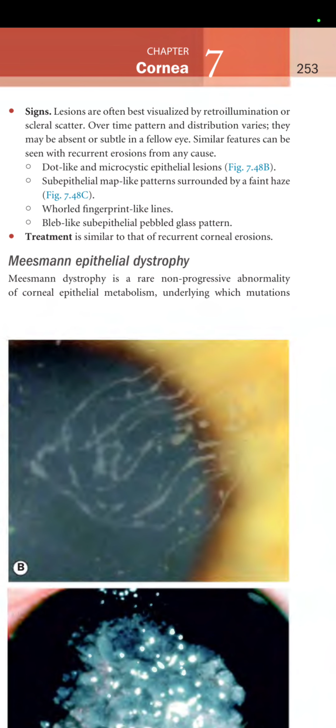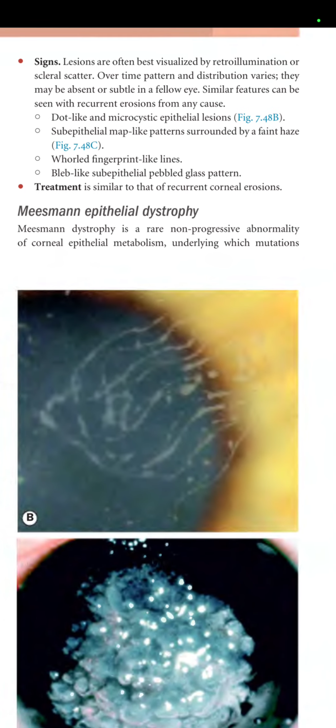Lesions are often best visualized by retroillumination or scleral scatter. These are slit lamp examination techniques. Over time, pattern and distribution vary. They may be absent or subtle in the fellow eye. Similar features can be seen with recurrent erosion from any cause. So you have to remember dot, map-like, and fingerprint, because this is how it presents.